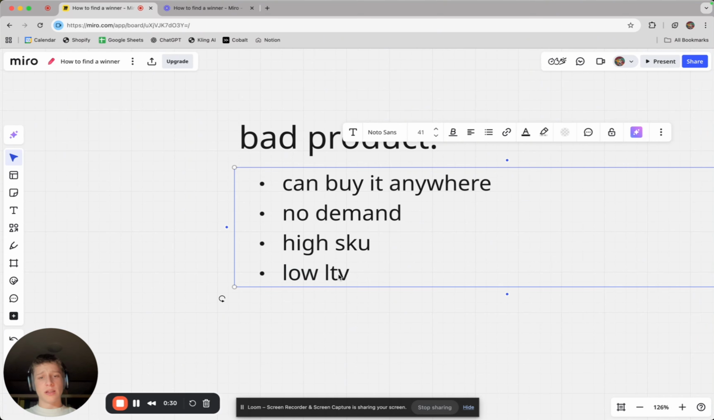And then the last thing, low lifetime value. So if your customer can only buy your product once for like $10, then it's very bad because then you can't have a sustaining business.